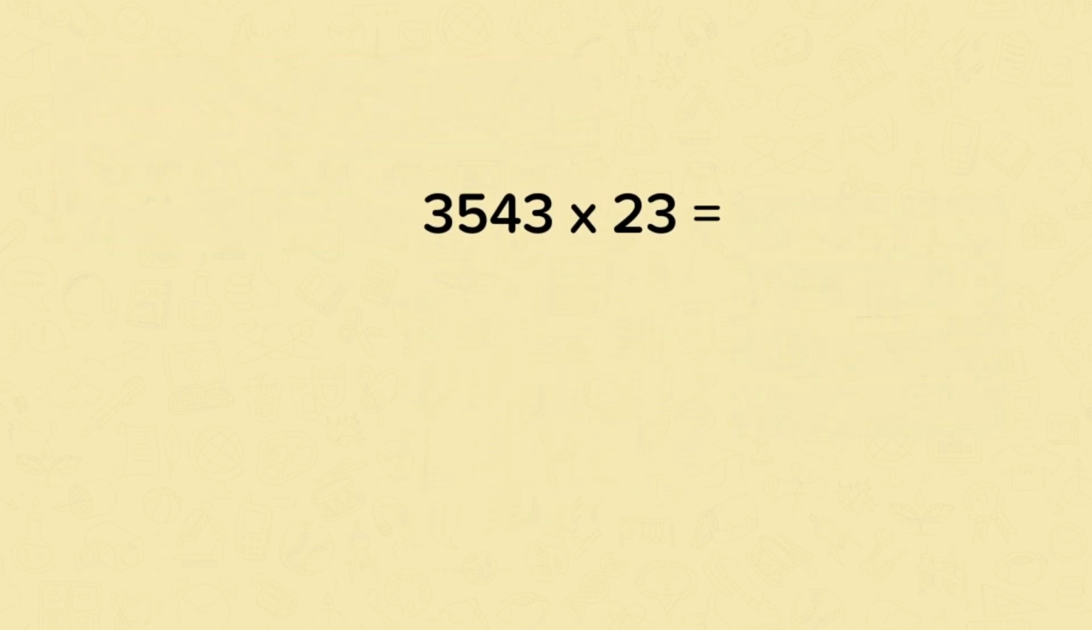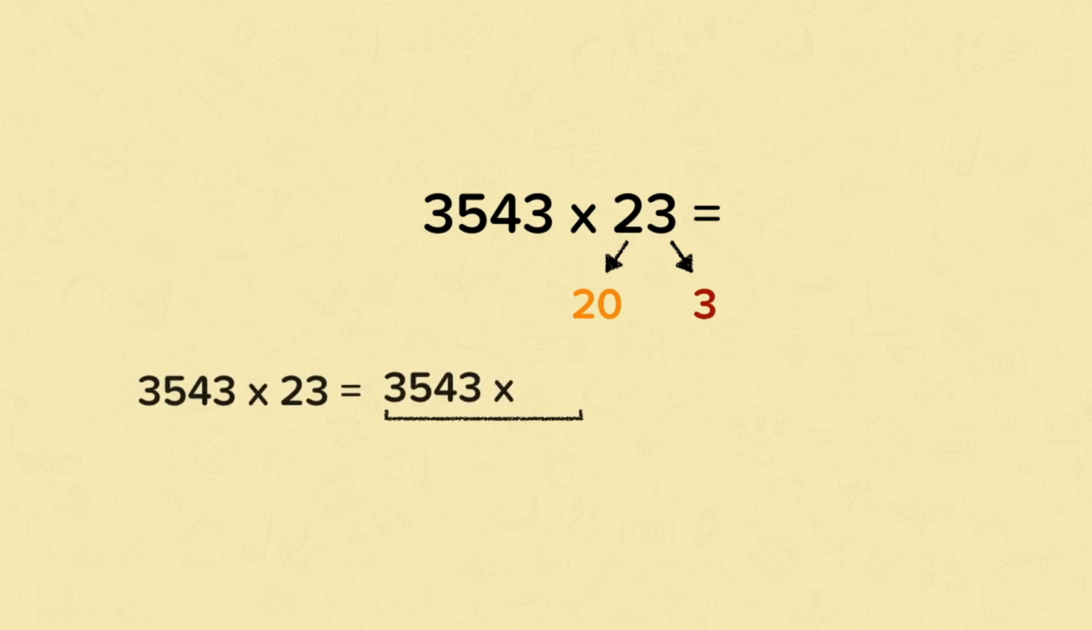The first thing that we need to do is partition the multiplier. So 23 is partitioned into 20 and 3. And we're going to split the calculation into two parts. So 3,543 times 23 is the same as 3,543 times 20 add 3,543 times 3. But what we'll do is we'll multiply by the ones first, which is 3, and then the tens, which is 20.